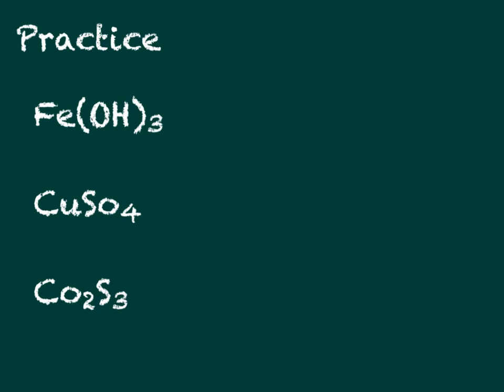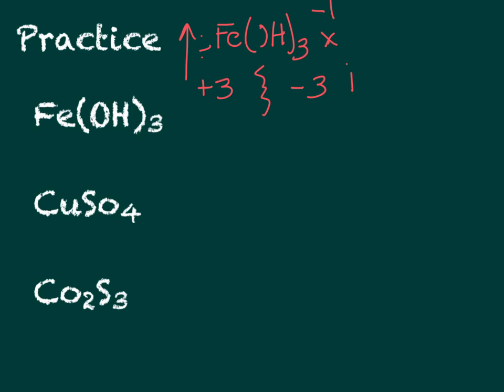Let's practice with these compounds. For FeOH3, I know that the charge on my OH hydroxide polyatomic ion is -1. So I take my -1 times 3, and I multiply down and I get a -3. That means my positive charge has to be +3. I divide up by my subscript on the iron, which in this case is 1, and that gives me a charge of +3 for the iron. So this is going to be iron 3 hydroxide.